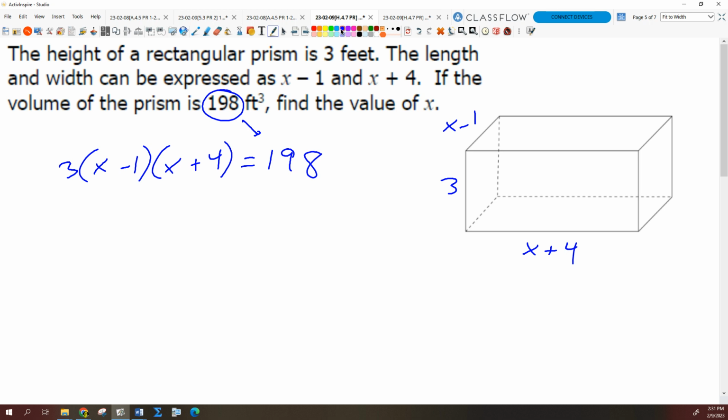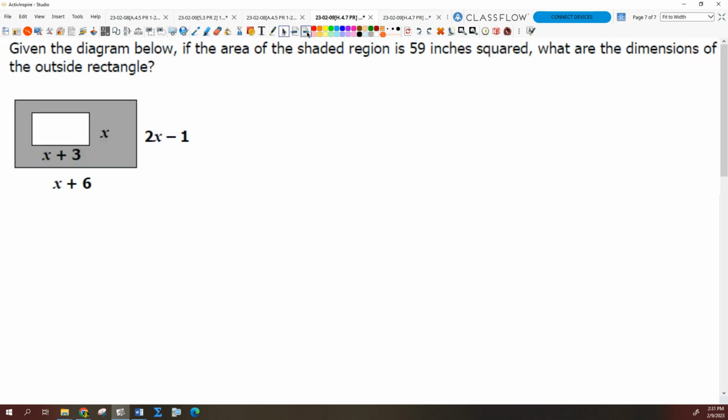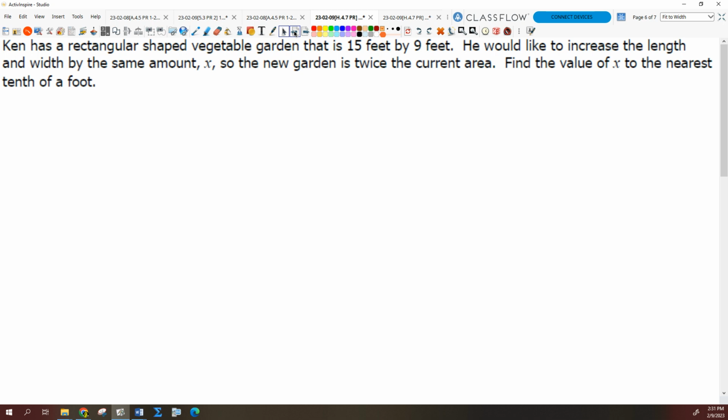Okay, so then let's see that one. What's the other one? Okay, let's at least set this up. Ken has a rectangular shaped vegetable garden that's 15 by 9. He would like to increase the length and width by the same amount, x, so the new garden is twice the current area.